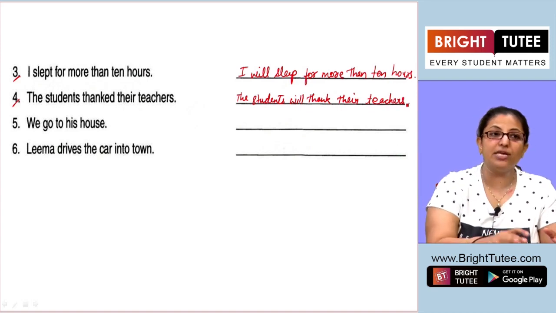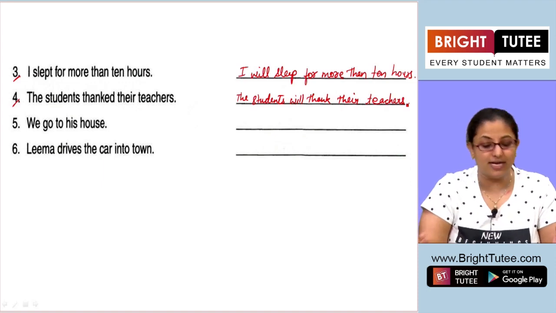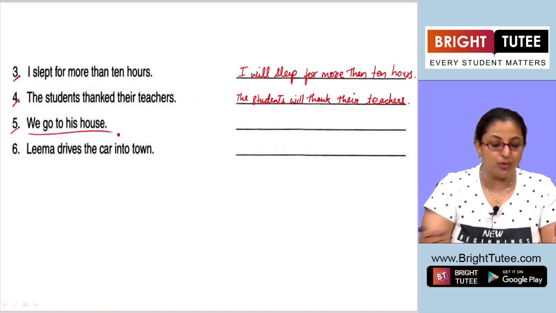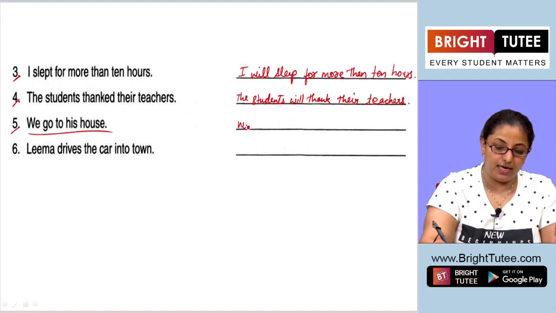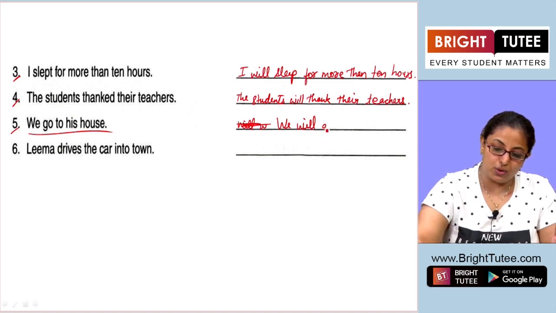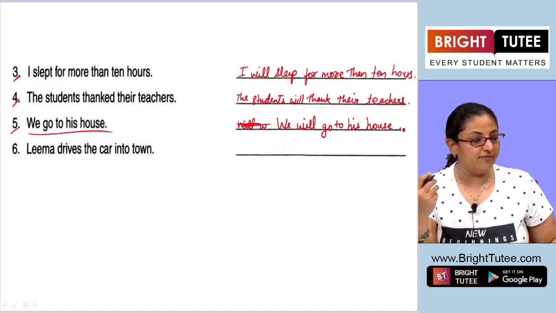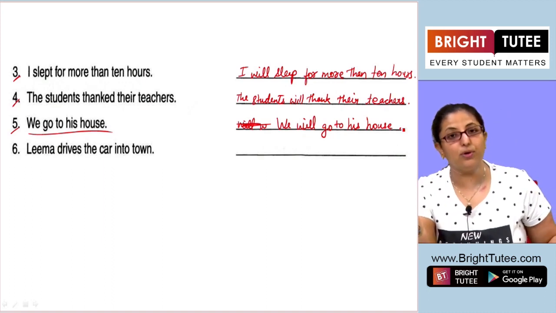The sentences which are here in the past and the present form, we are changing them into simple future tenses. We go to his house. We will go to his house. Alright, now I again have done the first 5 for you. Rest you will be doing on your own.